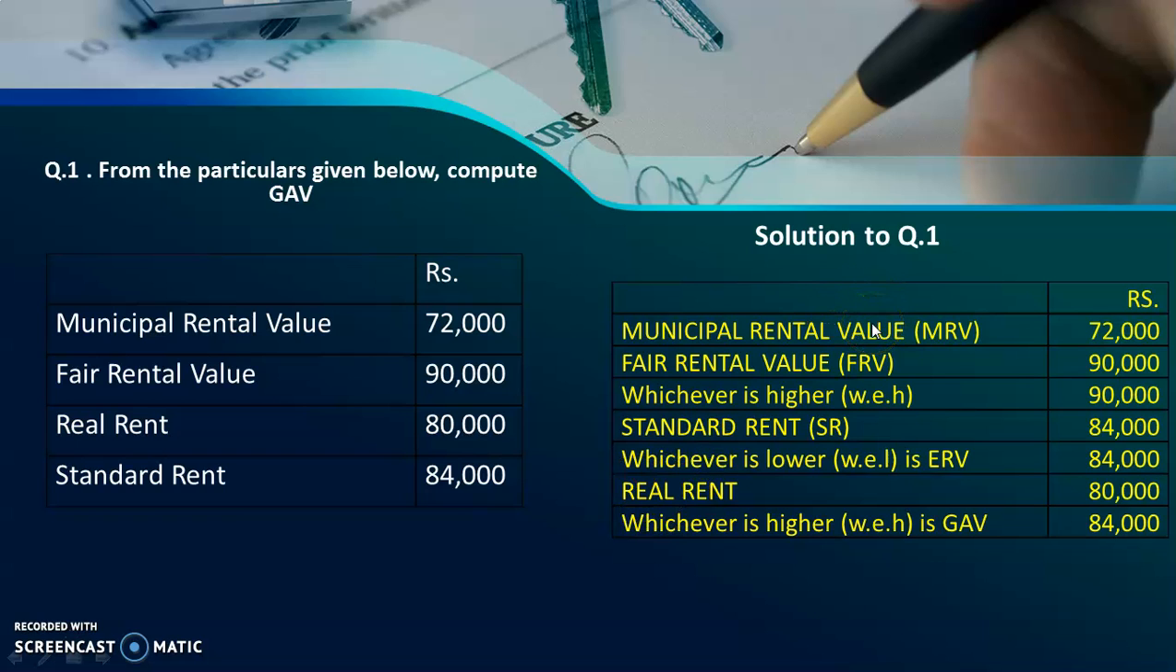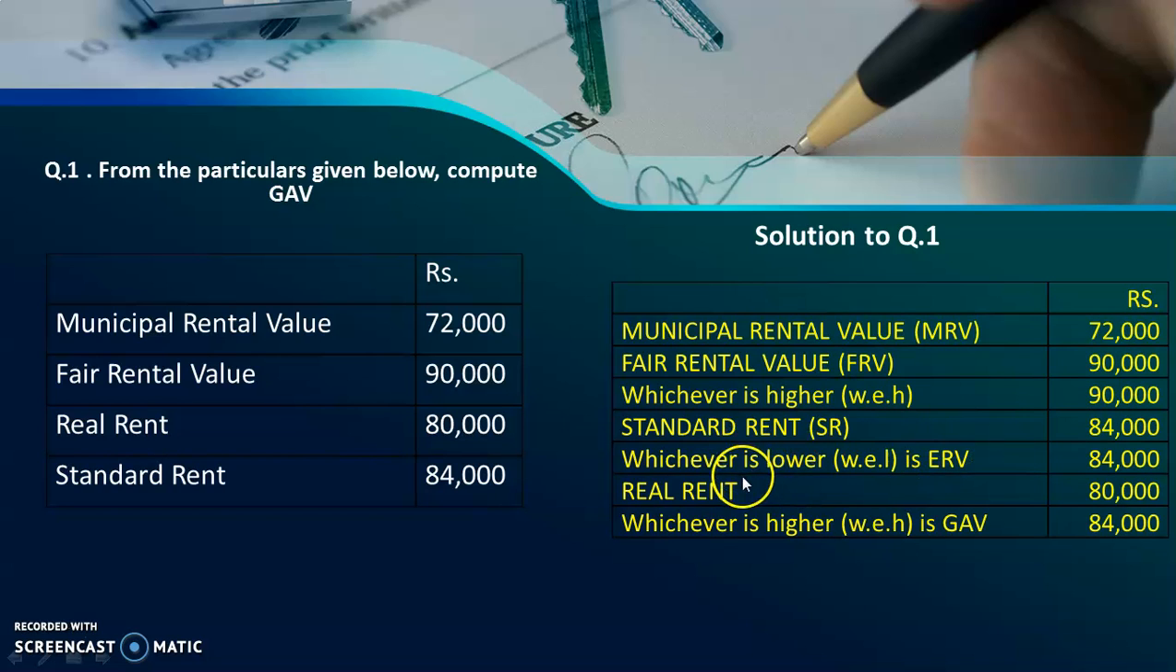So go with our format: MRV, FRV, whichever is higher. So 72,000, 90,000, higher value is 90,000 is to be taken, and compare with standard rent which is given in the question as 84,000, and we have to take the lower one, and this is going to be our ERV. See, in university exam, computation of ERV will be a short answer. So only by comparing these two steps we will get ERV, for which you will get 2 marks.